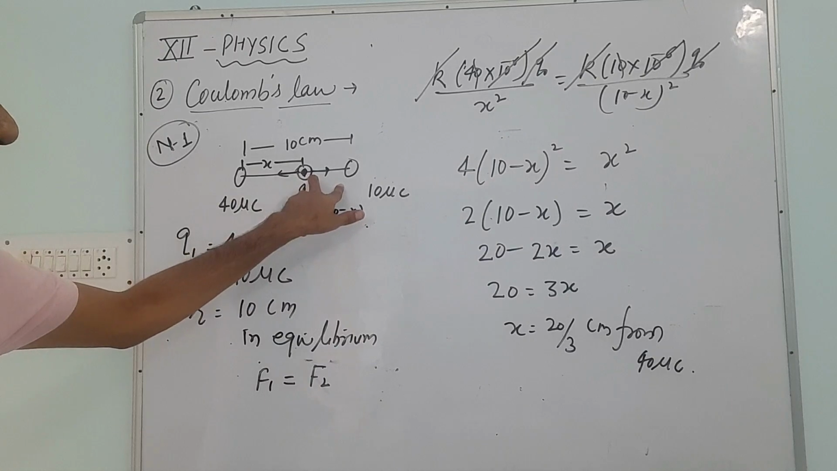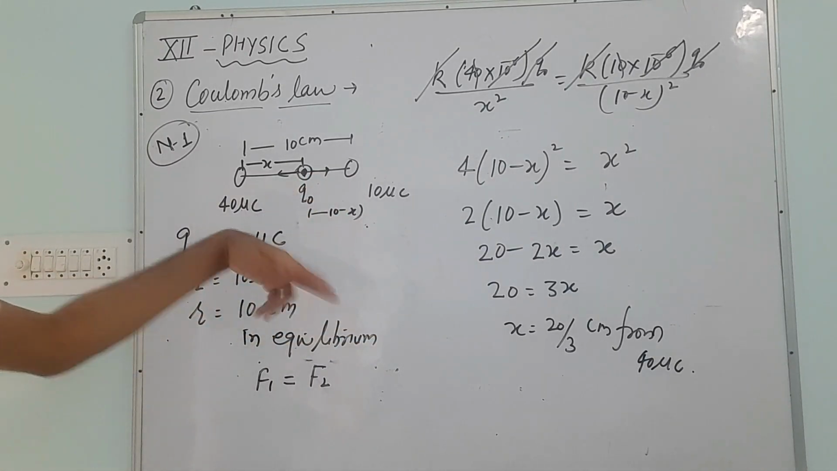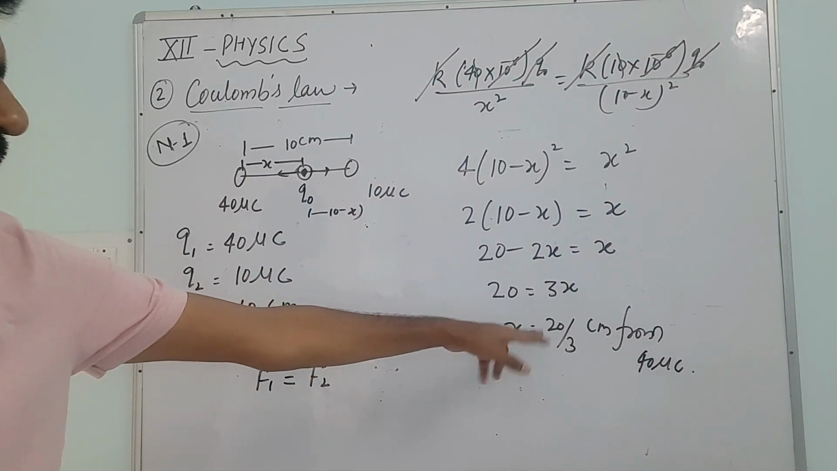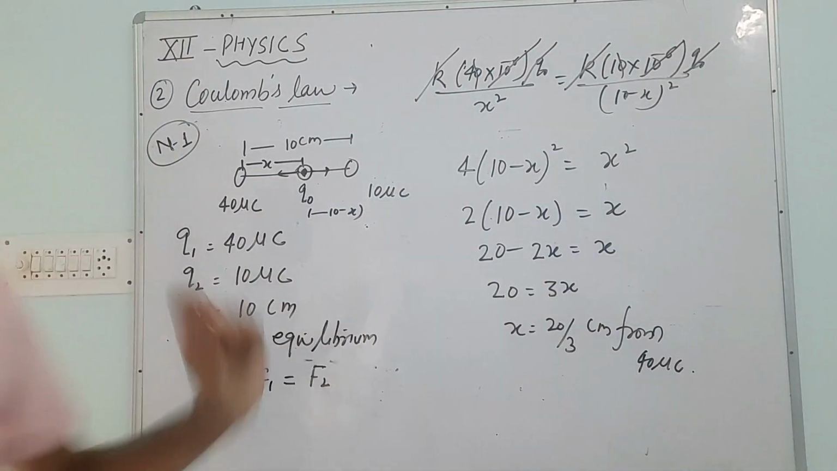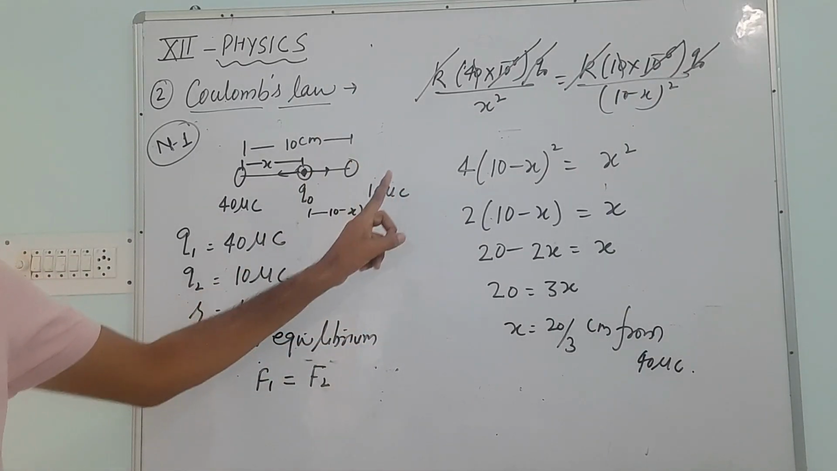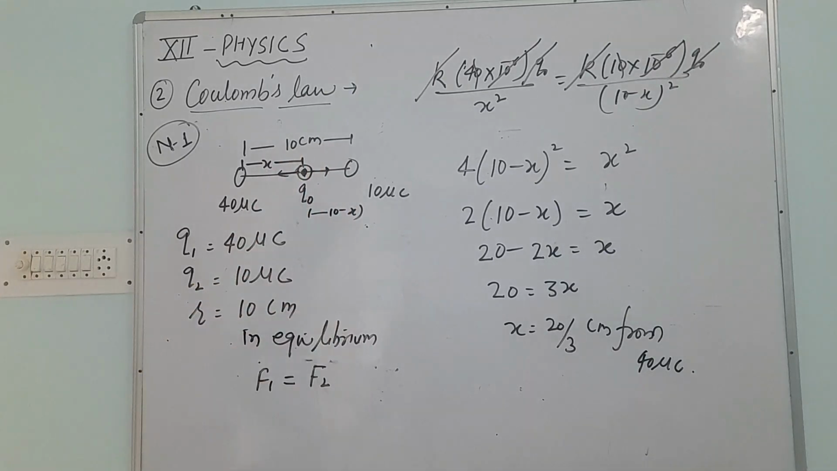One may use x here from the 10 microcoulomb charge. So the answer would be 10 minus 20 by 3. So you should mention at the end, whatever the answer, from 10 microcoulomb. I hope it is clear. This is the first category of question. Let me go to the next category.